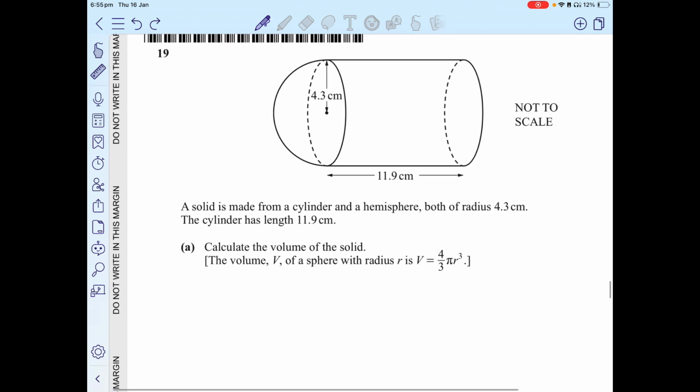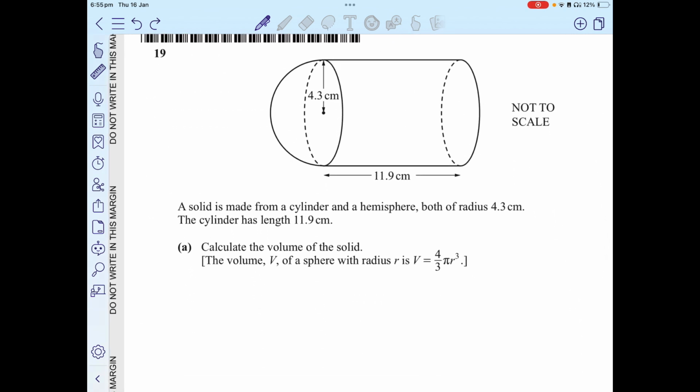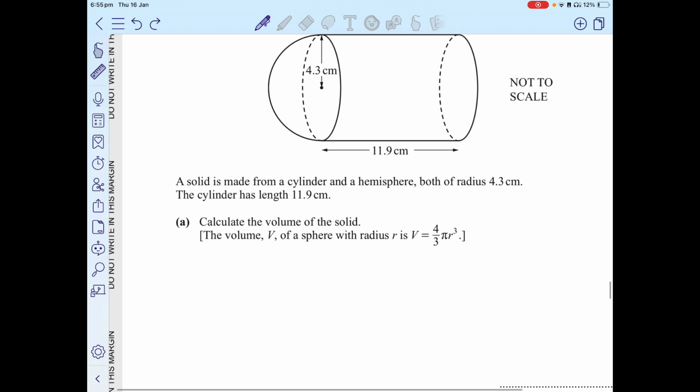Now we move on to question number 19, which says that a solid is made from a cylinder and a hemisphere, both of radius 4.3. So we have a cylinder which is contained in a hemisphere. The cylinder has a length of 11.9. Find the volume of the solid.